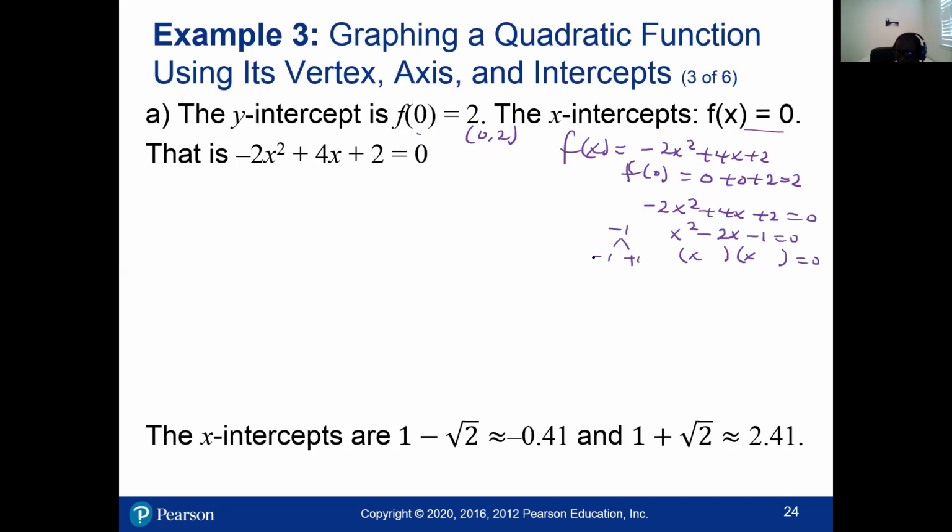So negative 1 times positive 1 is negative 1. When you add, you get 0, but you need 2. So you cannot factor this. We can't factor this, so we use the quadratic formula.